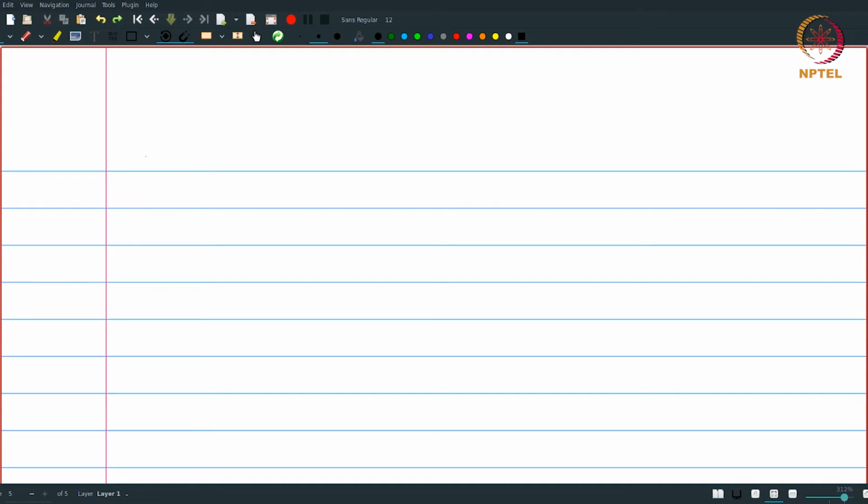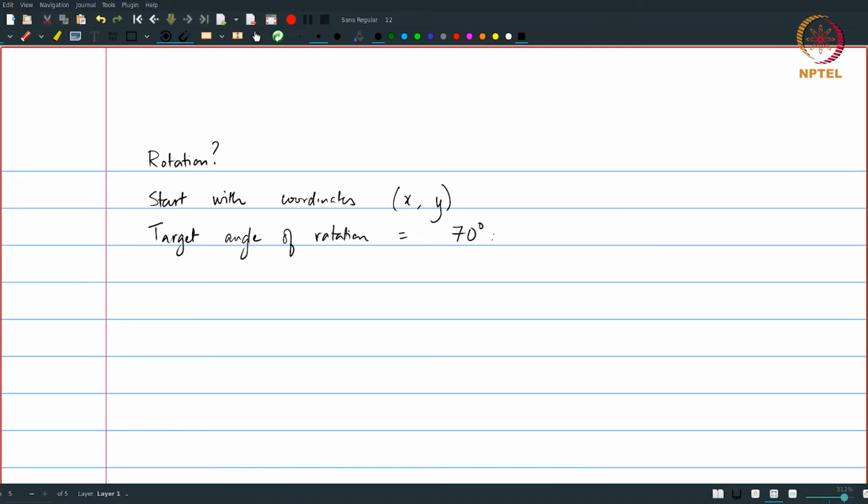What if I wanted to do something different, which was rotation, right? In this case, what I could do is, I start off with coordinates x comma y, and I have a target angle of rotation equal to, let's say, 70 degrees.